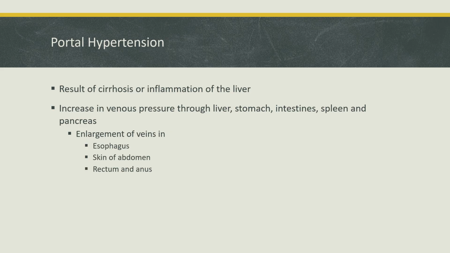So, it's a result of cirrhosis or inflammation of the liver. So cirrhosis or even like a hepatitis, like Hep B, Hep A, Hep C can cause portal hypertension. And again, it's going to increase the venous pressure through all of those areas and cause the enlargement of the veins. So this is again where we get like our esophageal varices. We can see like the little spider veins on the skin of the abdomen. And then we can even see like hemorrhoids in the rectum and the anus.